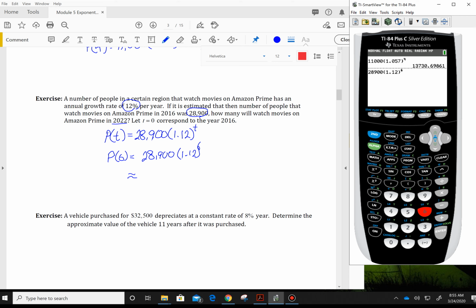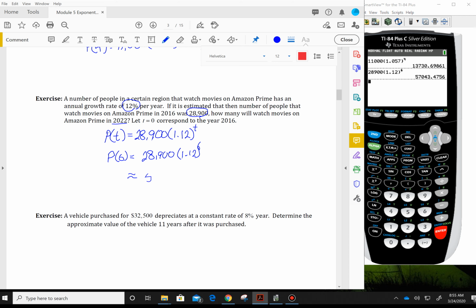Make sure that you can duplicate this value on your calculator. However, when I do it, I get 57,000. I'm going to round this to the nearest number of movies, so I'm going to call this 57,043 movies.